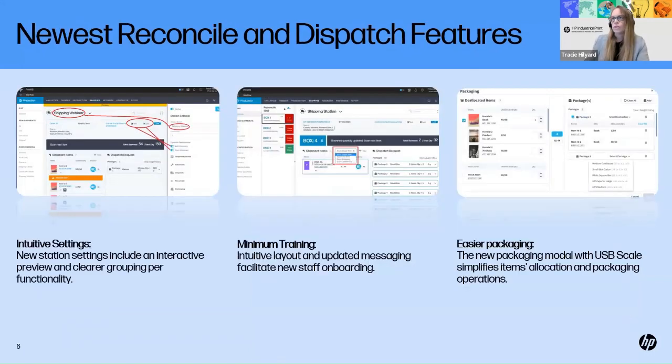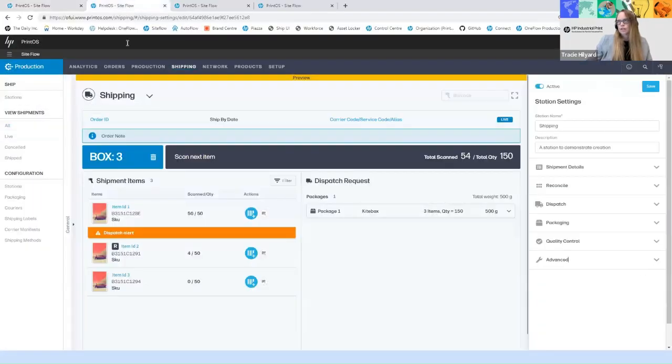All right, so the newest reconcile and dispatch features, we'll start here. The new section includes the fully renewed shipping stations for faster, more intuitive, and error-proof reconcile and dispatch operations. The new station settings include an interactive preview and a clearer grouping per functionality. So what I'd like to show here is the new stations configuration. This is what we used to see in the browser window.